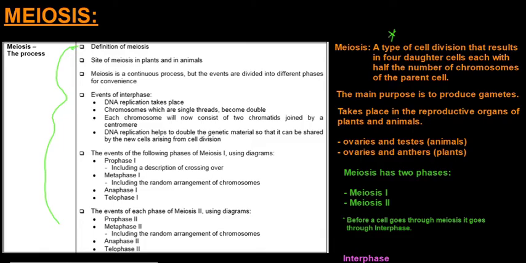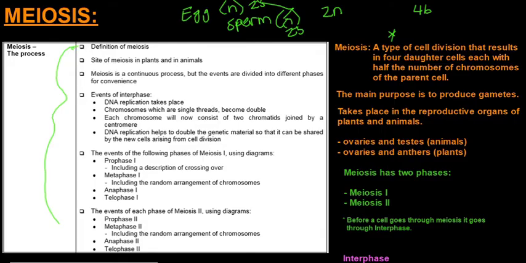Now, the main purpose of meiosis is to produce gametes. Gametes are the sex cells, which is an egg cell in females and a sperm cell in males. So we want to produce gametes that are haploid, so that have half the amount of chromosomes, so that when they fuse, they will produce a diploid amount. Remember, humans have 46 chromosomes. So in the sperm cell and egg cell, there need to be 23 chromosomes in the male sperm cell and 23 chromosomes in the female egg cell. And when those two fuse, they'll produce a diploid amount of chromosomes, which is 46.